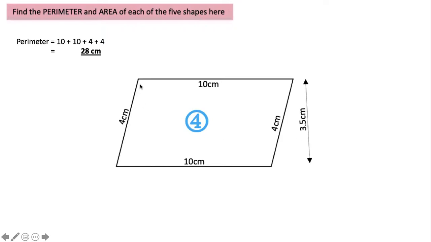And that's basically because you could take a little triangle off there and stick it over there, and it would make a rectangle. The rectangle would still have a base of 10 and a height of 3.5. So it's basically because the whole thing can be rearranged into a rectangle. So 10 times 3.5 gives you 35, and that's in centimeters squared for an area.